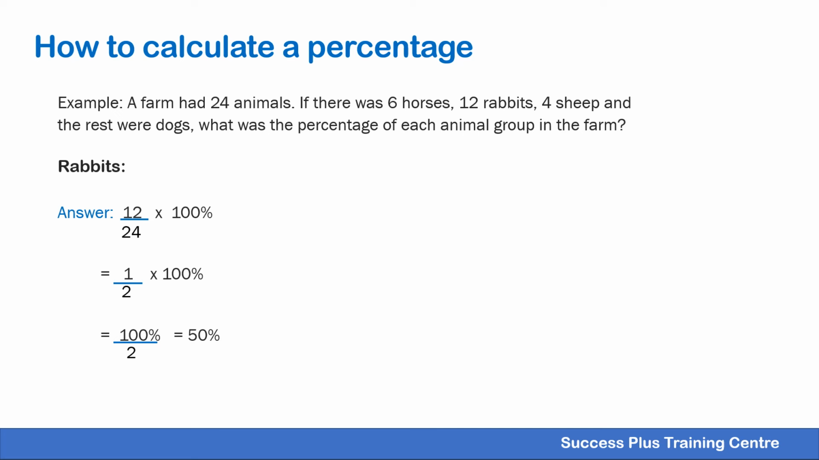50%. Similarly, to work out the percentage of the sheep in the farm, we have to find the fraction of the sheep in the farm. To find the fraction, we divide the number of the sheep by the number of the animals in the farm. So 4 divided by 24 times 100% will give you the percentage of the sheep in the farm.